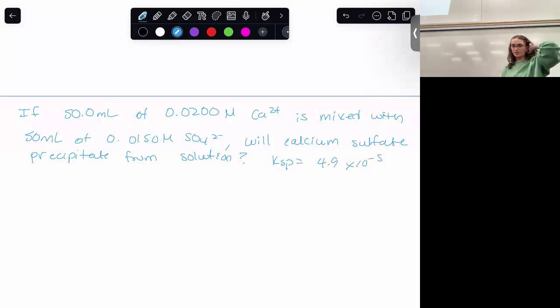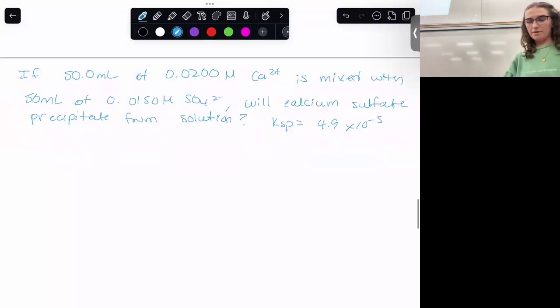If 50 milliliters of 0.02 molar calcium is mixed with 50 milliliters of 0.0150 molar sulfate, will calcium sulfate precipitate from solution? So there's two things you have to do for this problem. It does not matter which one you do first. Do you know either step that has to be done, or have any ideas of how you want to start it?